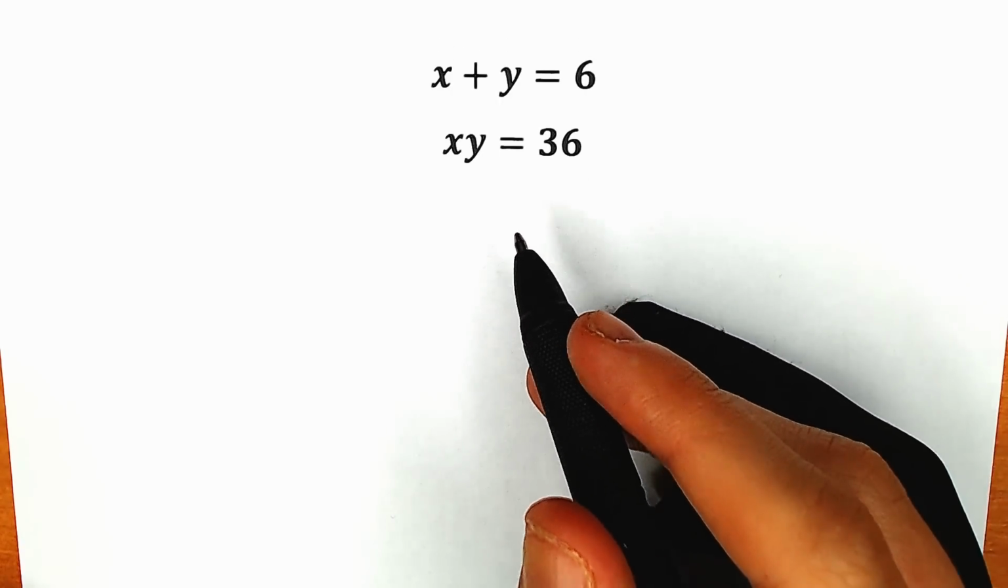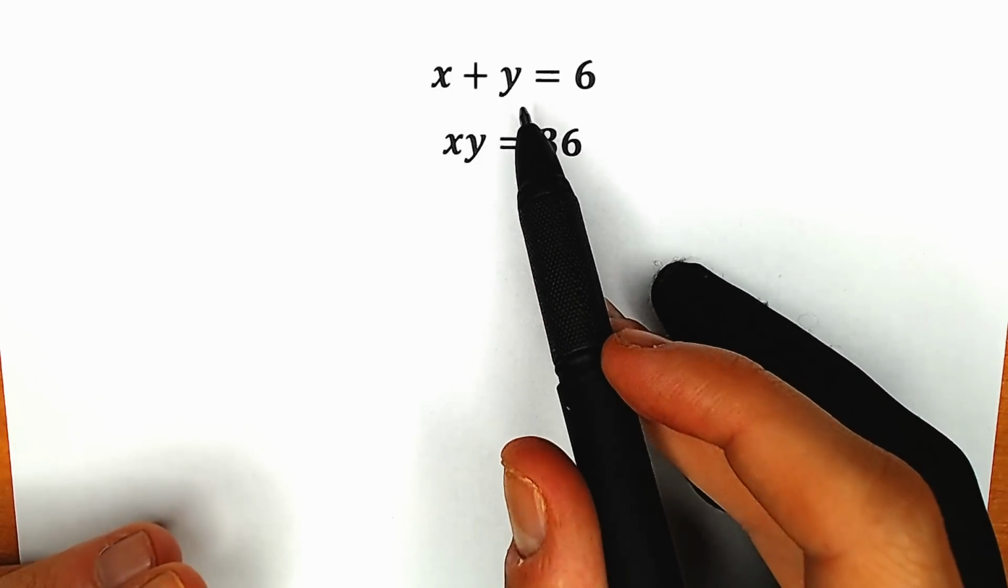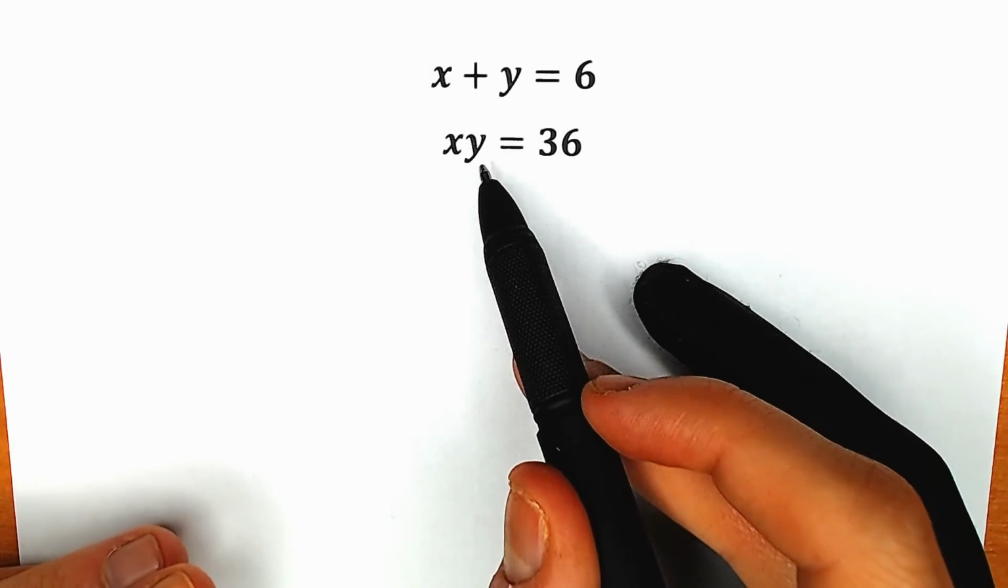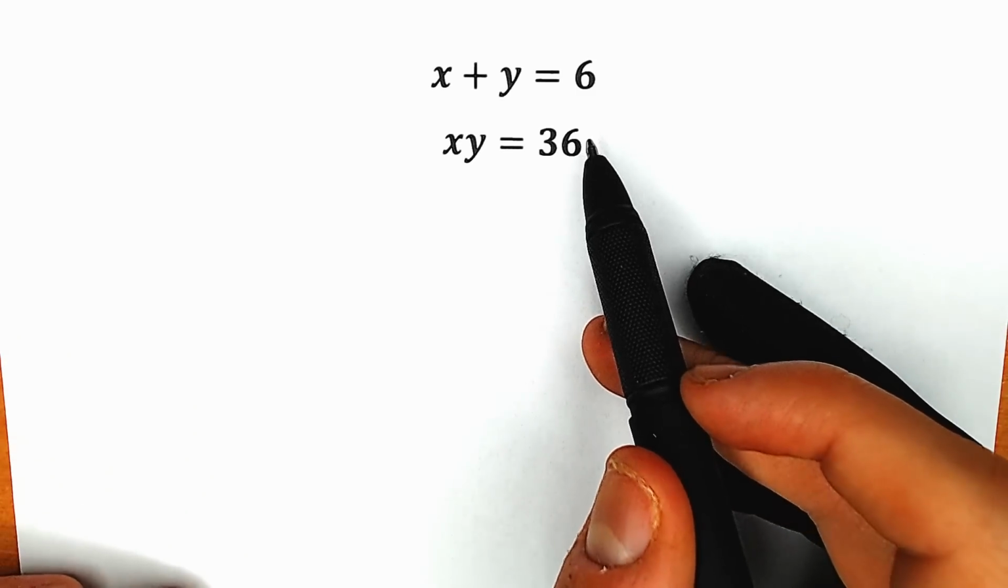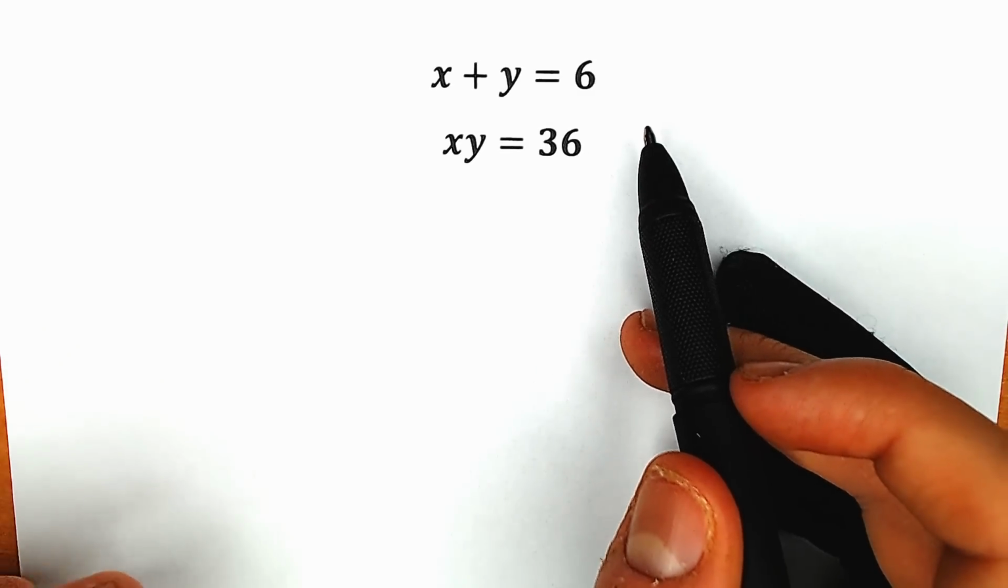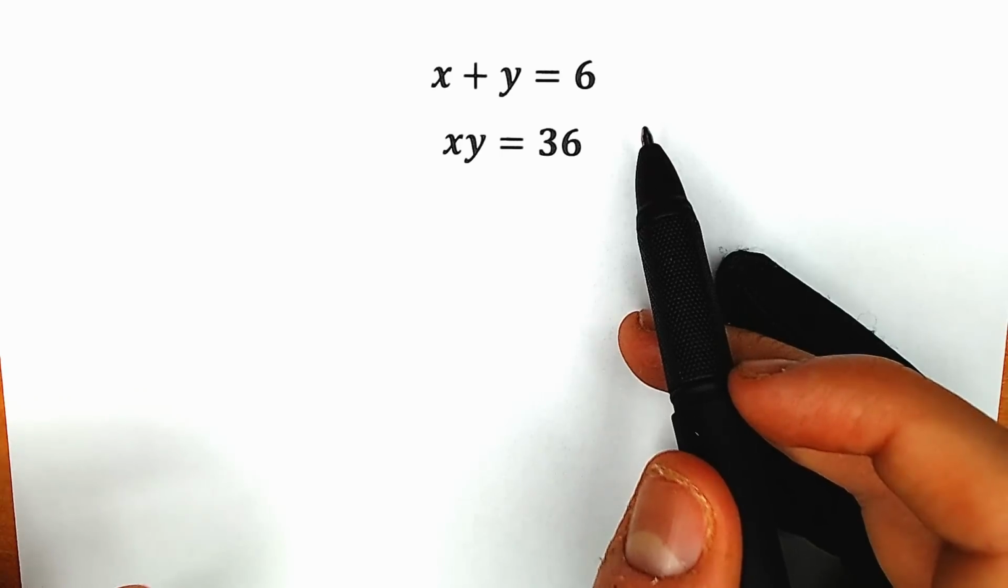Hi, I'm Semantics. Today we have a very interesting question: x plus y equal to 6 and a product x times y equal to 36, and we need to find our x and y. How can you do this? You can also write your solution down in the comment section. In this video I'm going to show you two quick methods to solve this question.